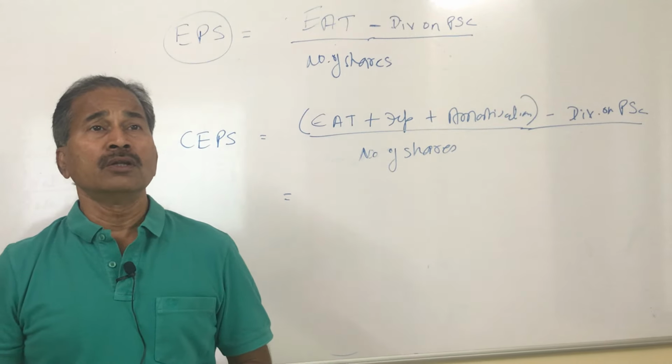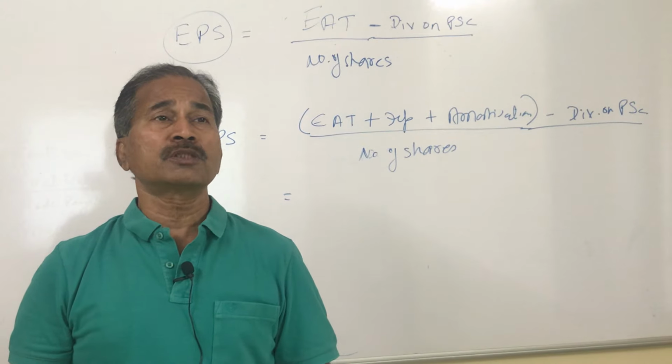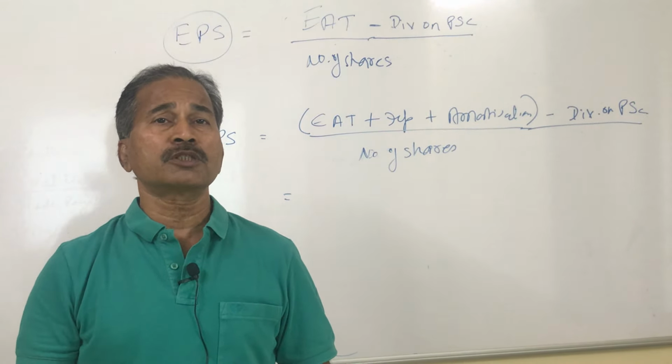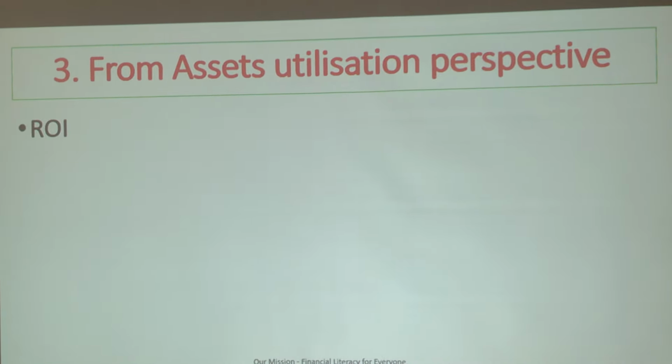Let's now look at the profitability from the perspective of utilization of the assets. From the perspective of utilization of the assets, what do we calculate? We calculate a ratio which is known as return on investment.